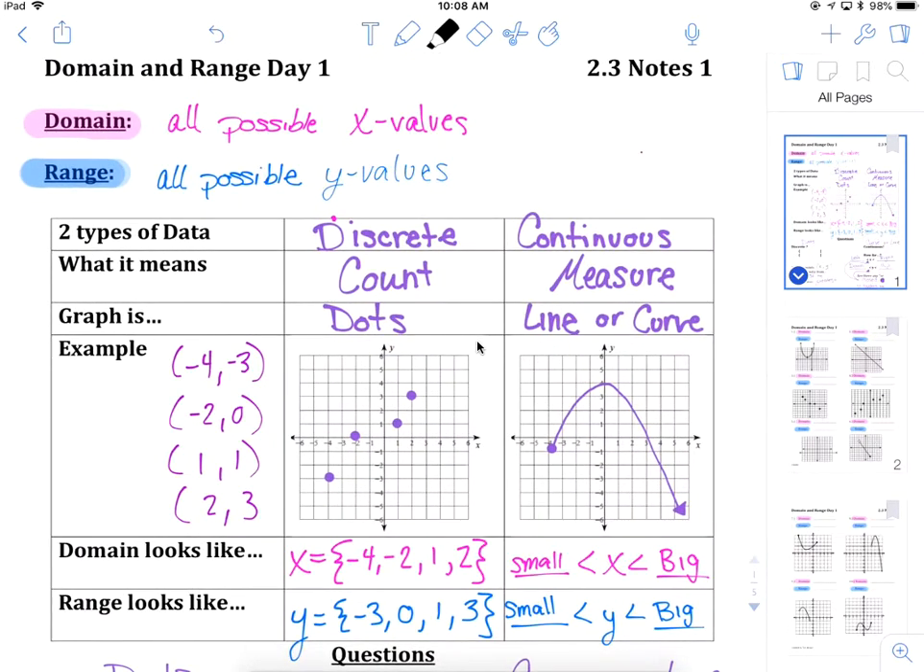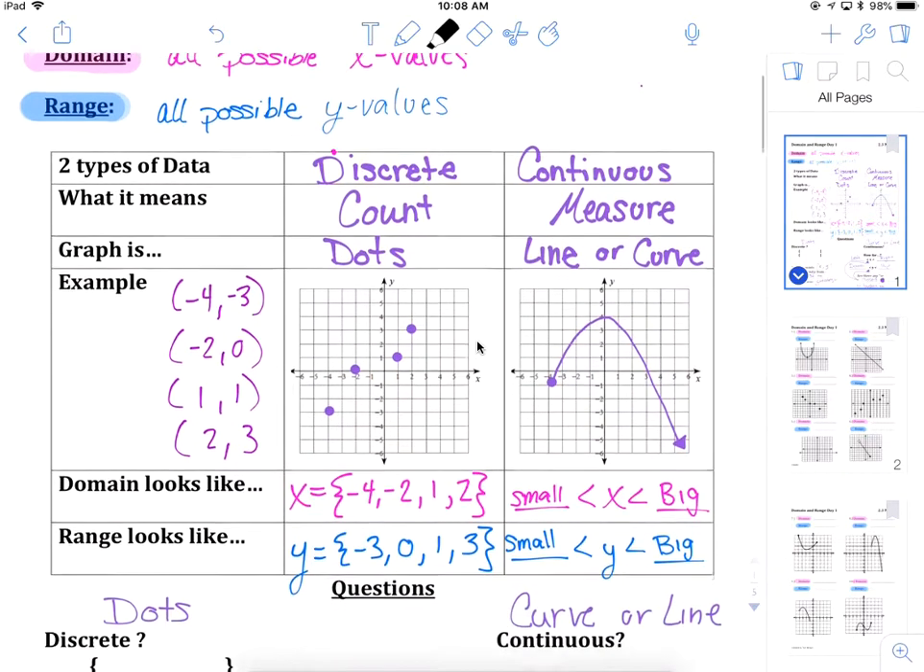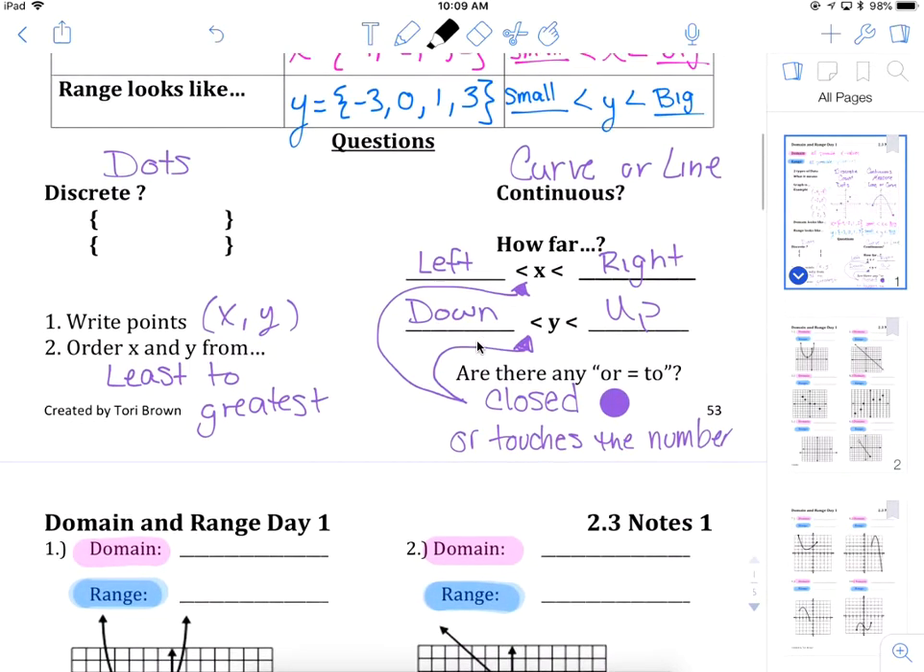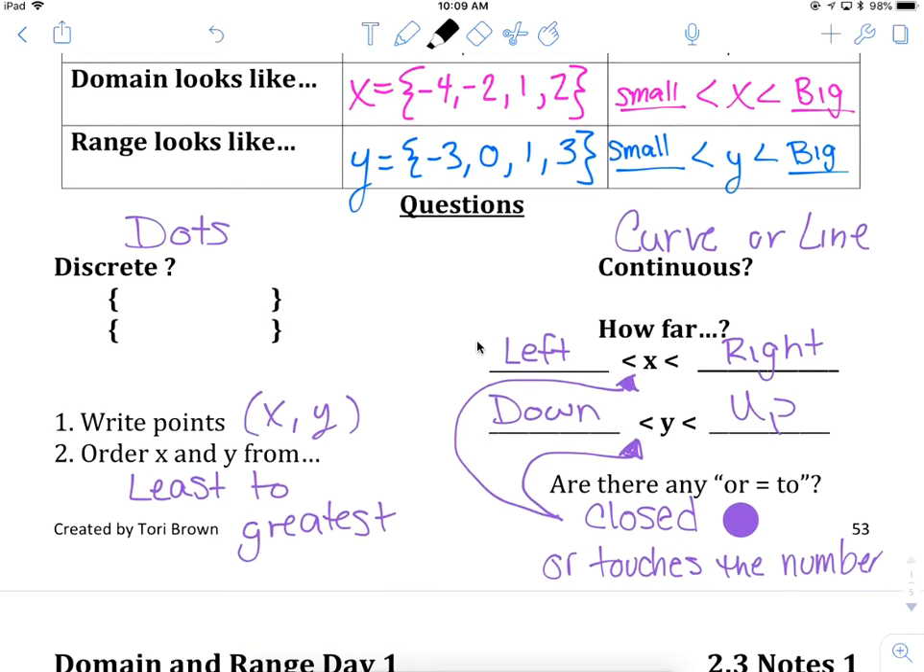We're going to do lots of examples, so I know this is very general. As far as the questions that you're going to ask yourself, I want you to take a second, pause, and write this down.